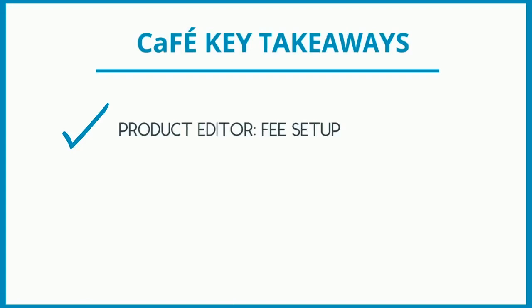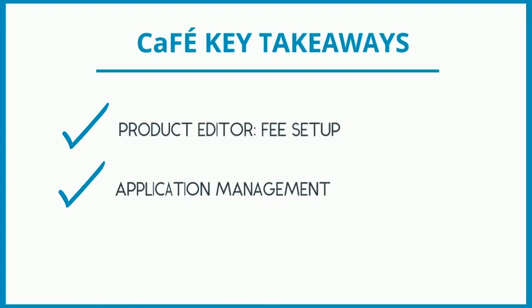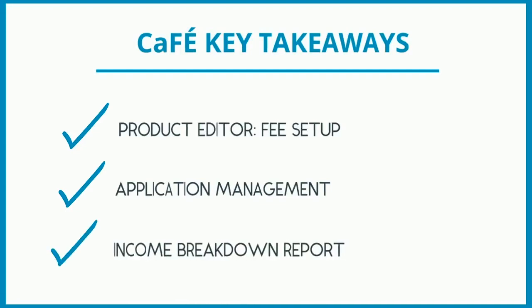Also, what is a media fee? And what are the other fees that are available to set up in the CaFÉ product editor? Also, we'll take a look at what the artist transactions look like from the events management side, and then we'll take a look at the income breakdown so that you can maybe have some questions about how you read and compare the remittance check to the income breakdown spreadsheet.